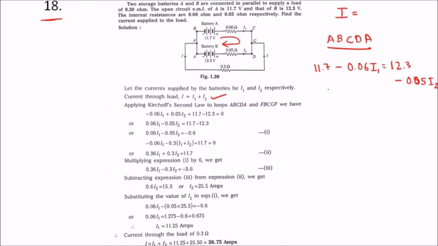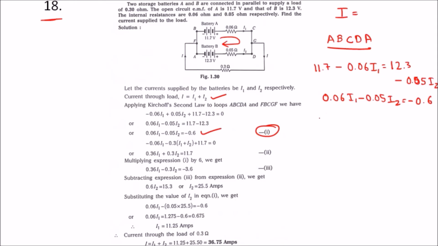When we simplify this, we will get 0.06 I1 minus 0.05 I2 is equal to minus 0.6. So this is equation 1, which has been written here.